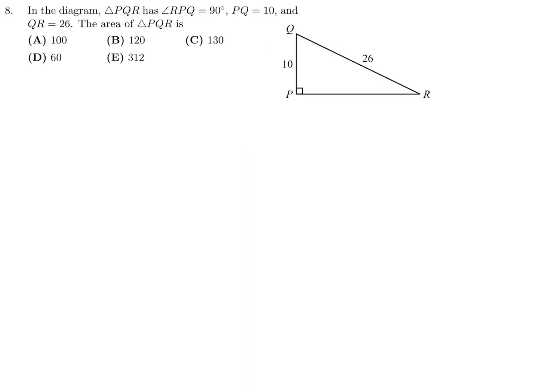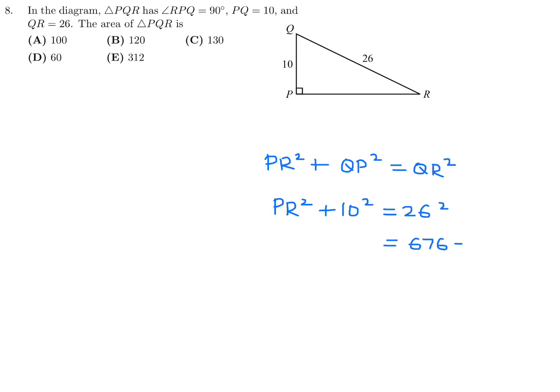In the diagram, triangle PQR has angle RPQ equal to 90 degrees. PQ is 10 and QR is 26. The area of PQR is? The first thing we need to figure out is the length of PR, which can be easily figured out using Pythagoras. PR squared plus QP squared is equal to QR squared. So PR squared plus 10 squared is 26 squared. So 676 minus 100 is equal to PR squared, and therefore PR will be 24. So this is 24 right here.